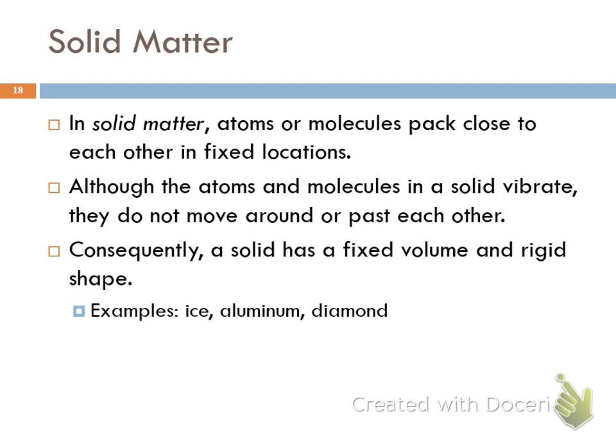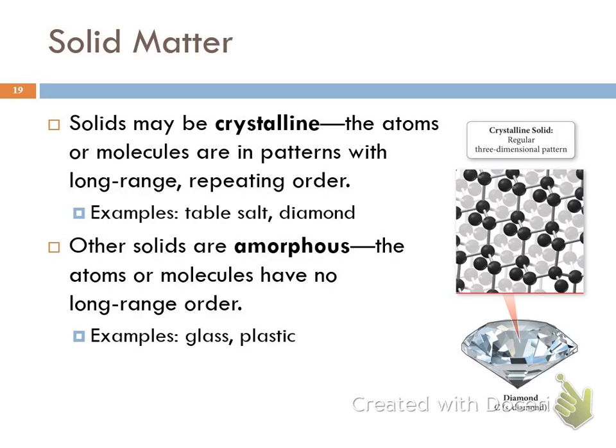We can take solids and divide those into two general categories as well: crystalline solids and amorphous solids. So a crystalline solid is something where the individual particles, atoms or molecules, are in patterns with long-range repeating order. And so here's an illustration of a diamond, which is a crystalline solid. And the carbon atoms are arranged in a particular order, and that order persists all the way through. So this, with students, is sitting in chairs in rows at desks, right? There's an order to it.